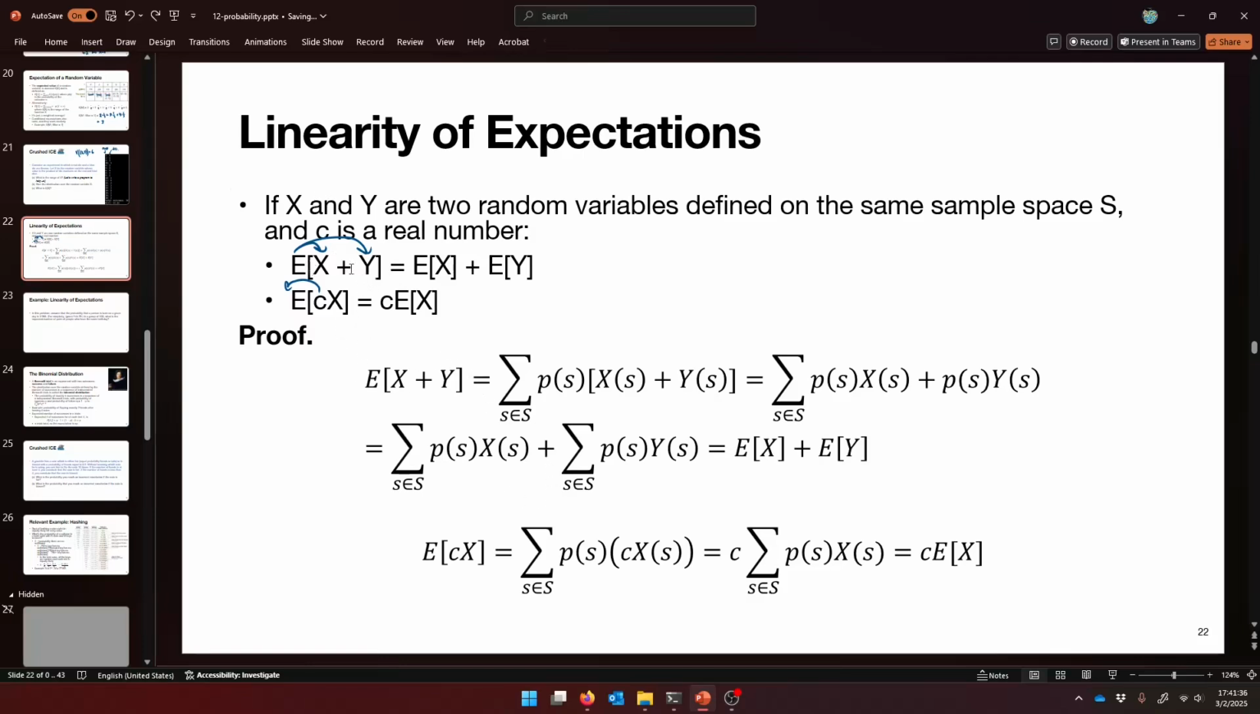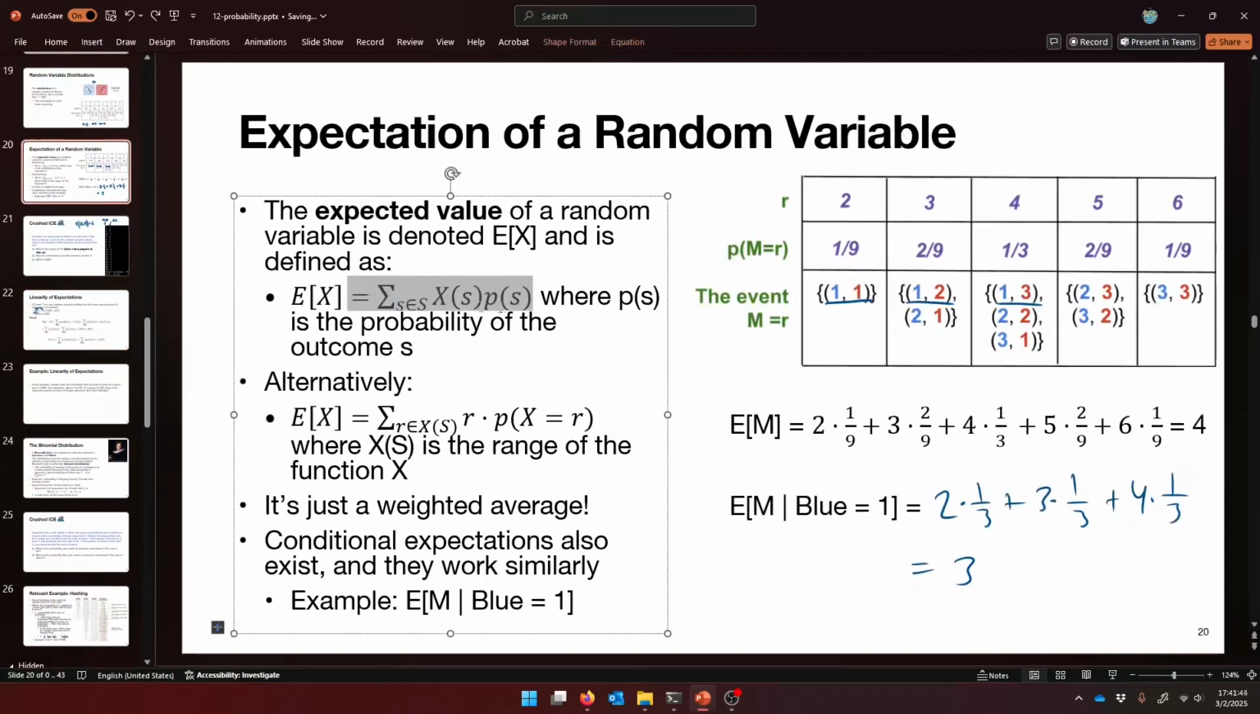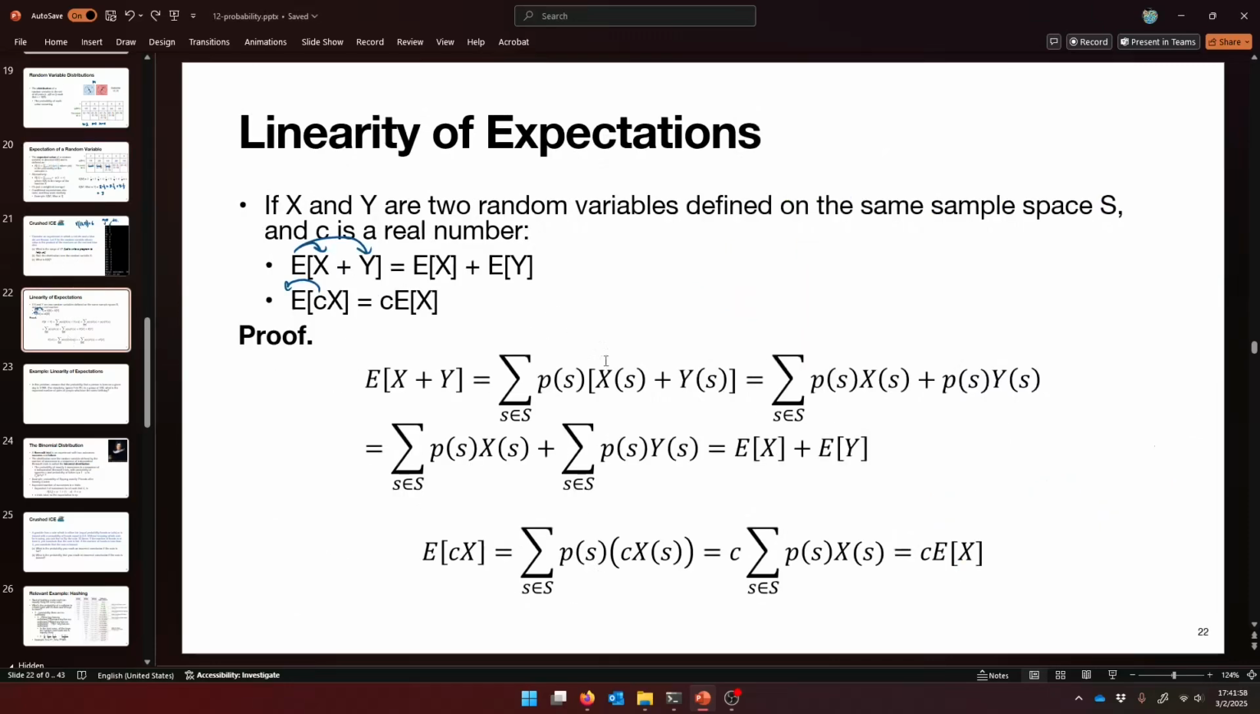I'll do the first one, and then the second one is the same style. So the expected value of the sum of those 2 random variables, well, how do you compute expected value? It's either this calculation or this calculation. I guess this one's easier this time. You just sum over all the sample space, multiply the probability that you got that event times the value that your random variable gave you back, right? So if you want the summed random variable, for every sample space value, take the probability, and then it's going to be what x gave you back on that thing plus what y gave you back on that thing.